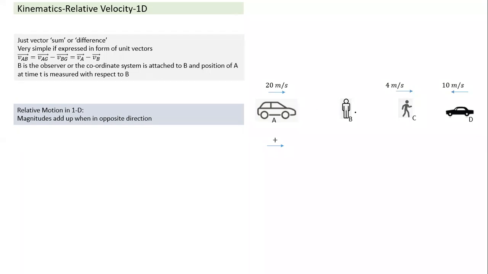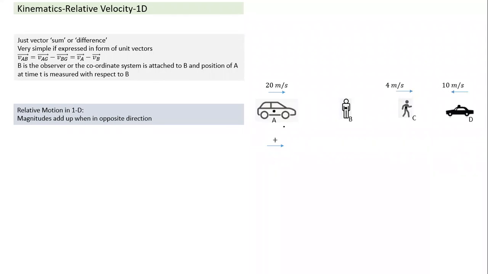Suppose there are four different objects, and though they are shown as a car or a person, we can just imagine all are represented by a dot. These are four objects here, and these are the natures of motion. Person B is at rest. Car A is moving towards the right at 20 meters per second. Person C is walking towards the right at 4 meters per second. Car D is moving towards the left at 10 meters per second.